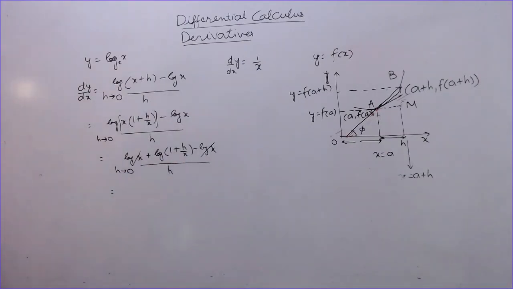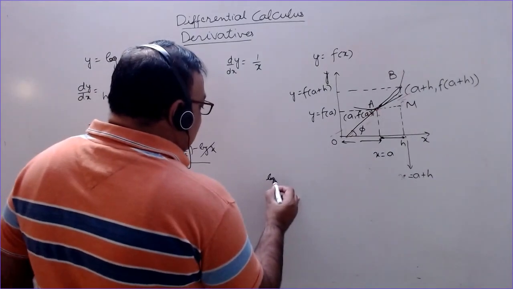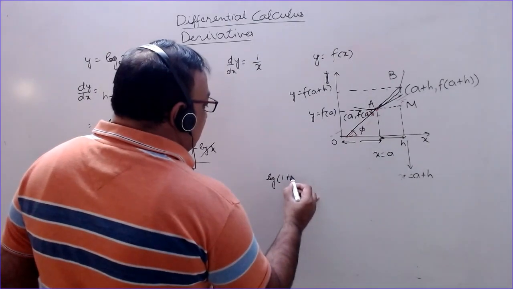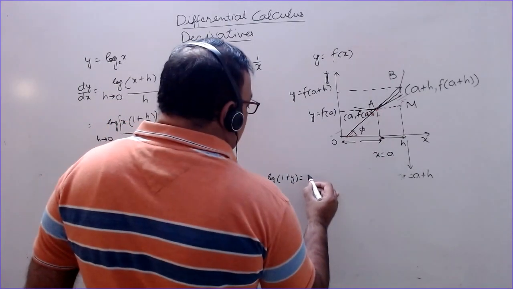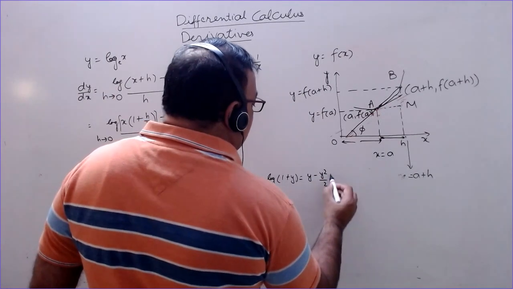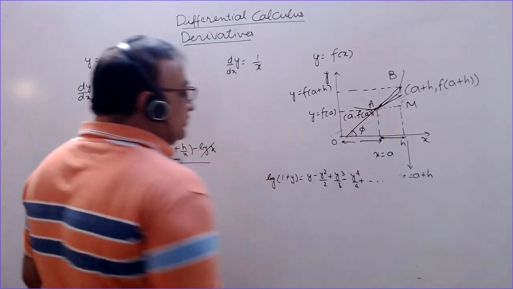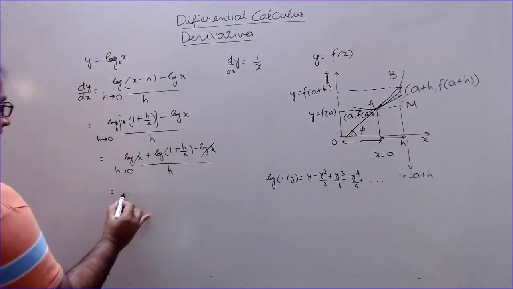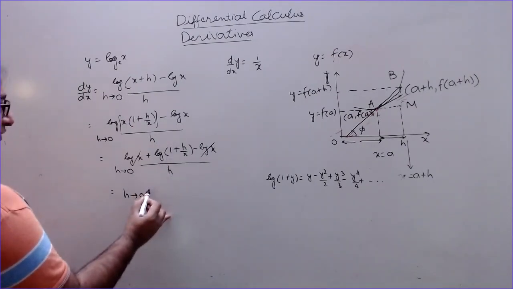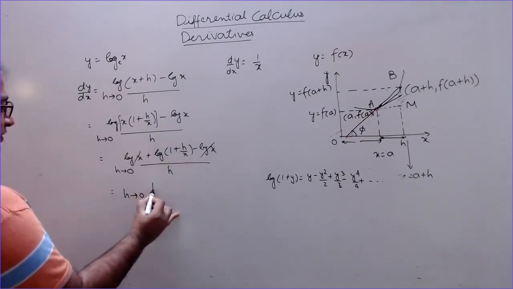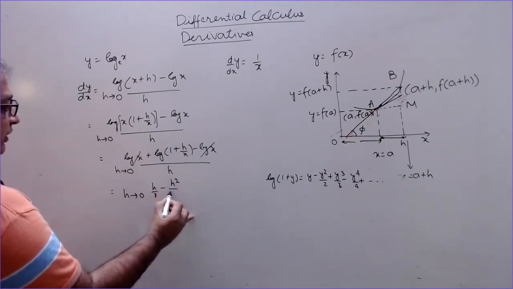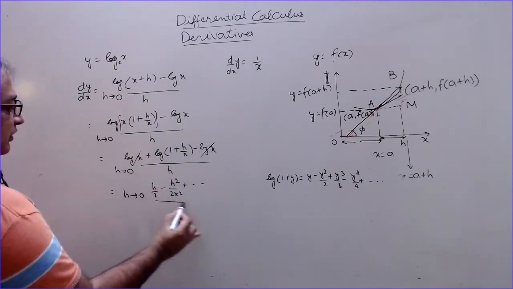Now we will expand the log of (1 plus h by x) by using the formula of expansion. And you know that log(1 plus y) is equal to y minus y square by 2 plus y cube by 3 minus y to the power 4 by 4 plus and so on up to infinity. So here y is h by x, giving h by x minus h square by 2x square plus and so on, divided by h.